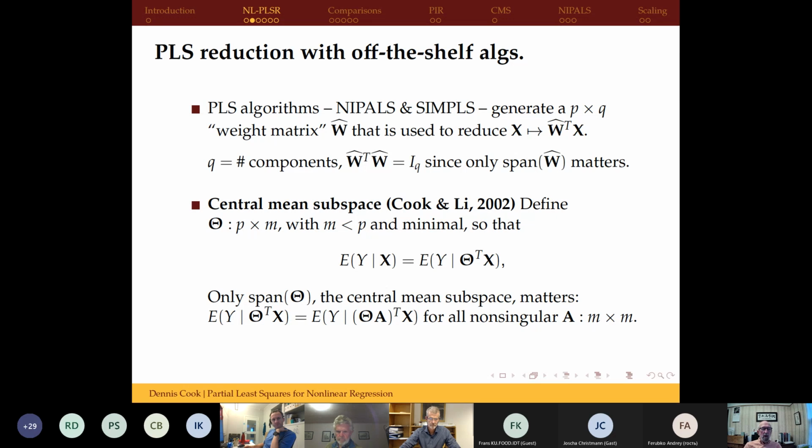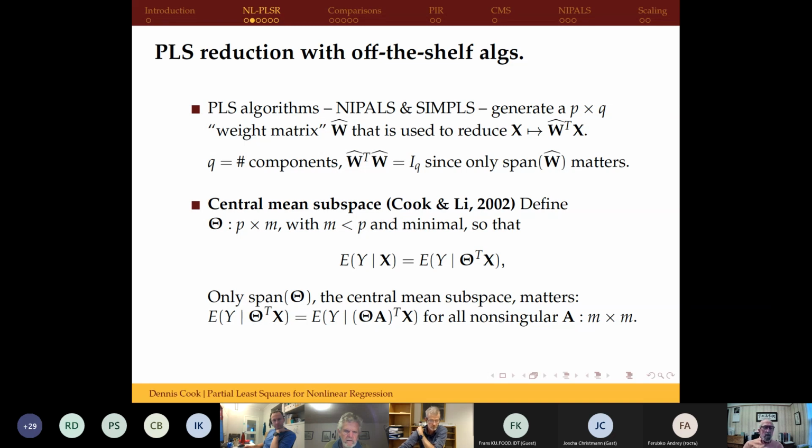Now we have to take that aspect, which I'm assuming you're all familiar with, that property of PLS algorithms, and we're going to use that in conjunction with the central mean subspace. Now the central mean subspace is something that I proposed with Bing Li in 2002, and the idea is pretty simple. So let's think about a p by m matrix theta. m is going to be less than p, and hopefully m is a lot less than p. We want m to be as small as possible so that the mean function, the expectation of y given x, is exactly the same as the expectation of y given theta transpose x for all x.